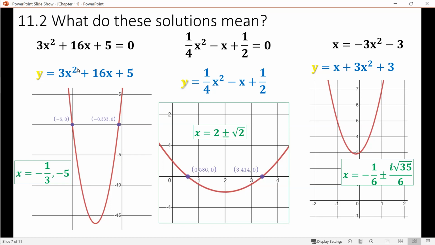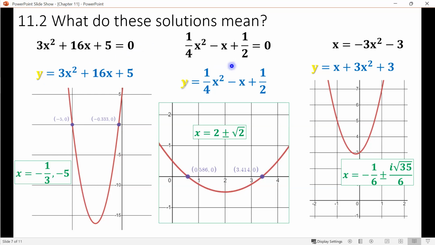So you see how in our first example here, 3x squared plus 16x plus 5 equals 0. If I replace that 0 with a y, I now have y as a function of x. This is what its graph is going to look like. And it's a little hard to see the axis here, but this is -5, this is 5. So this is the x-axis right here. Essentially this function will cross the x-axis at x is -5 and at x is -1/3. And those were the solutions to our equation when y was 0.